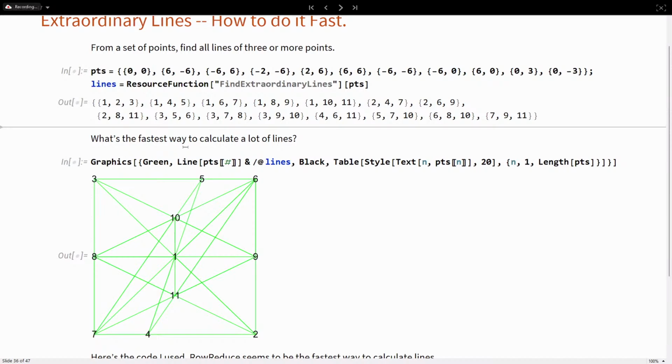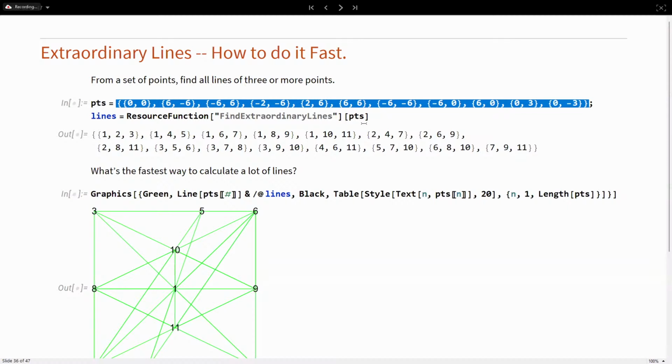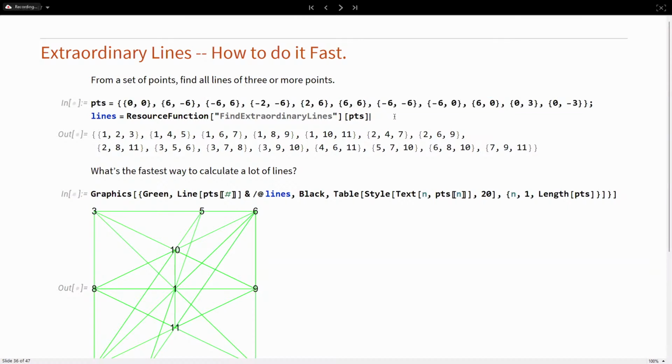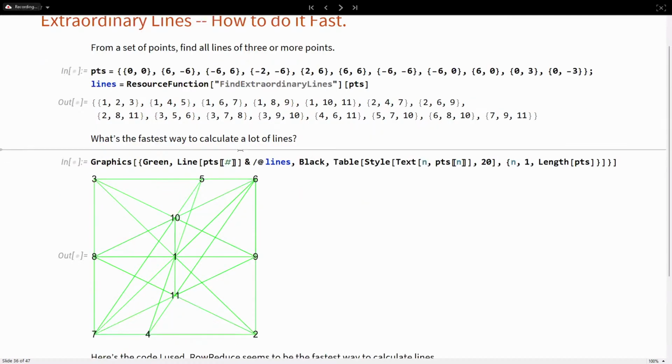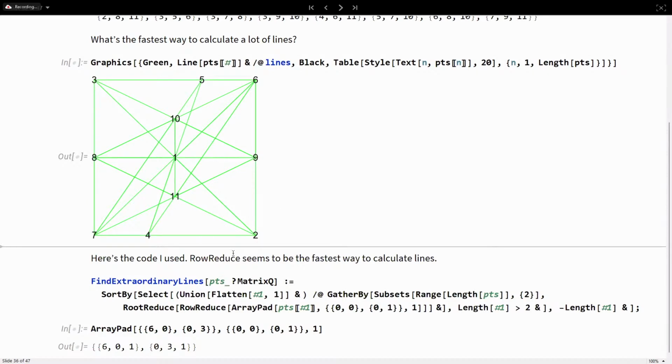But what's a fast way to calculate all the lines? Or putting another way, an extraordinary line is a set of 3 or more points on a line. So if you're given a set of points, what's the fastest way you can find all the extraordinary lines in that set of points? So I did a whole bunch of different methods trying to calculate lines quickly. And it turned out that the fastest way by far was using row reduce.